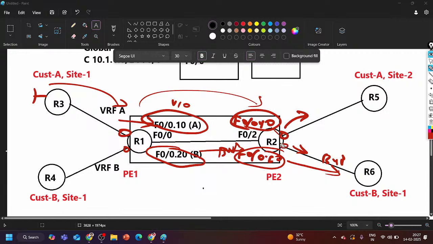So suppose if we had some service provider routers between R1 and R2, sir, then MPLS would have been required, right? Yes. Okay, here MPLS is required.